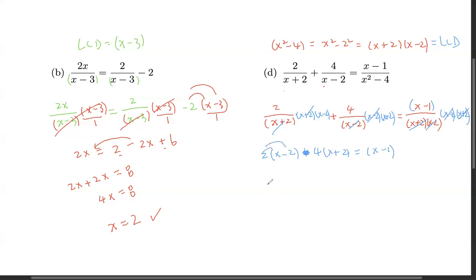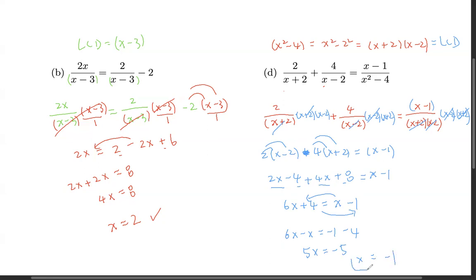Now distribute. I have 2x minus 4, plus 4x plus 8, equal to x minus 1. Simplify. I have 2x and 4x, that's 6x. I have negative 4 and positive 8, that's positive 4. That equals x minus 1. I move x to the other side, and move 4 to this side. 6x minus x equals minus 1 minus 4. 6x minus x is 5x. Minus 1 minus 4 becomes minus 5. Divide by 5 on both sides, x equals negative 1.